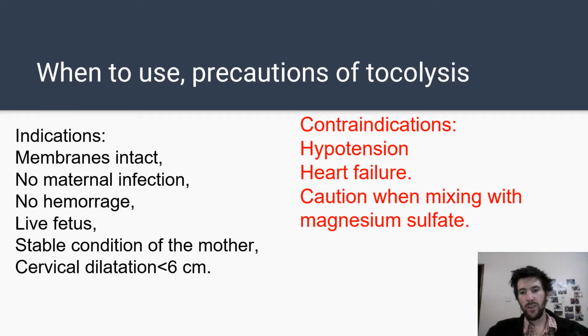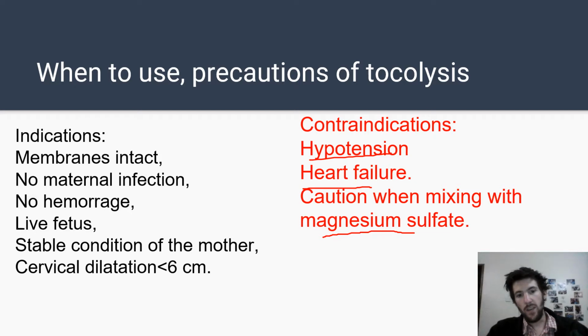So, in summary, if we take all the mothers that have preterm labor, tocolysis can be given only to a few of them. That is going to be a group of about 20% of all the mothers. Why? Because it has a lot of contraindications, and the indications are only for a few selected group of mothers. So which are the contraindications? Hypotension, heart failure. Also, if you are mixing with magnesium sulfate, you need to be aware of that, because magnesium sulfate also decreases the blood pressure, and is also a tocolytic, so they can potentiate each other.